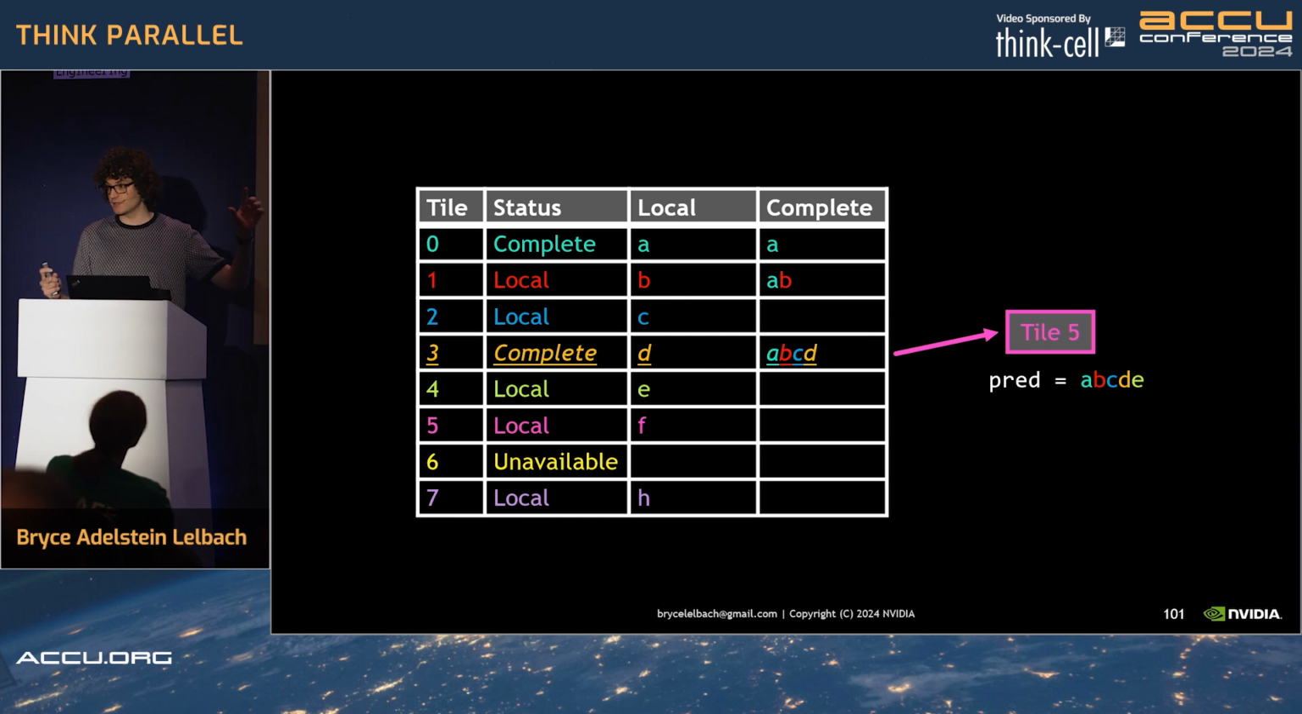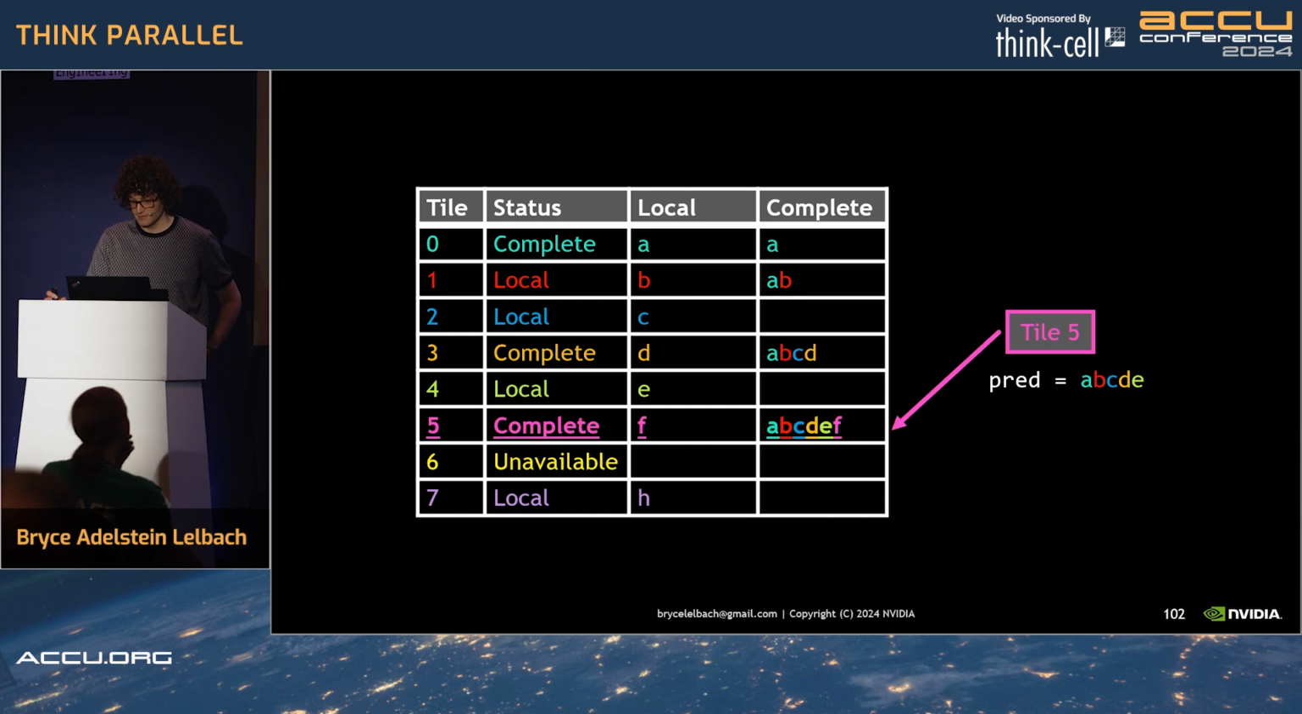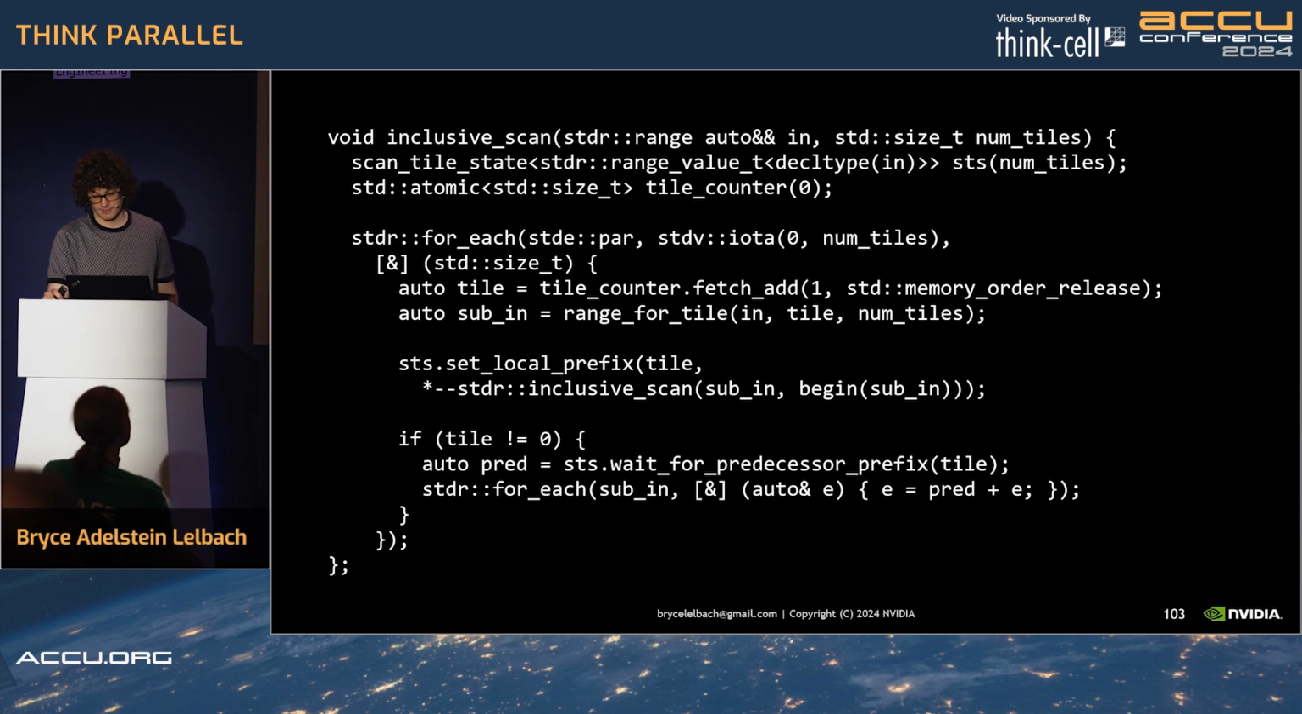Somebody else did the work of searching backwards and getting all of the local prefixes from all of our predecessors and summing them up, and we've found it, so we're done. We don't have to continue searching. And then finally, we calculate our complete prefix, store it to our descriptor, and update our state to complete atomically. And that's it for scan tile state.